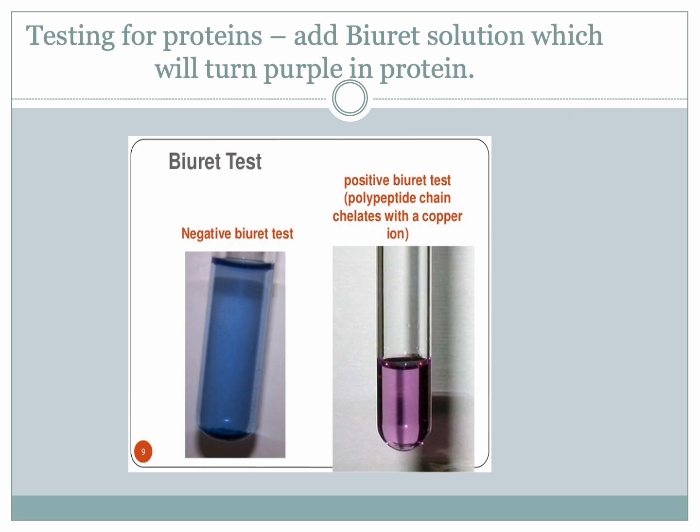Okay, you need to know again how to test for the biological molecules. So for testing for proteins, you would use the Biuret solution. When the biuret solution is positive for protein, it's going to turn a purple color.